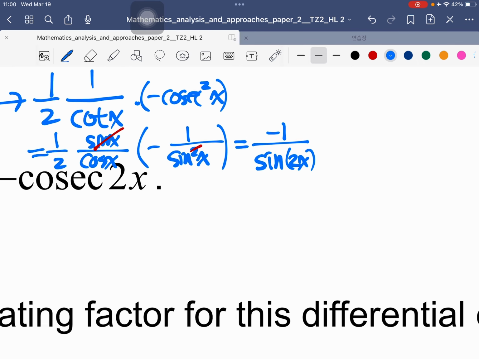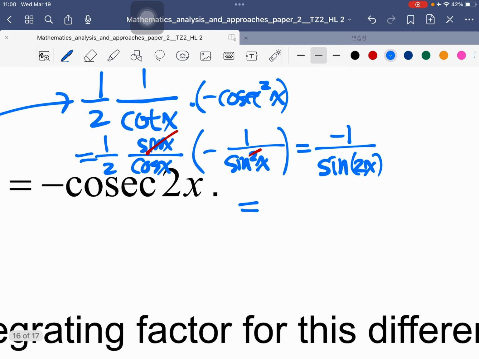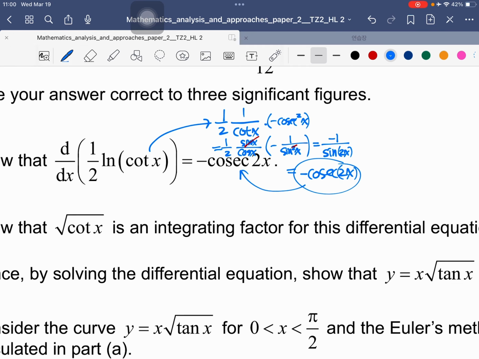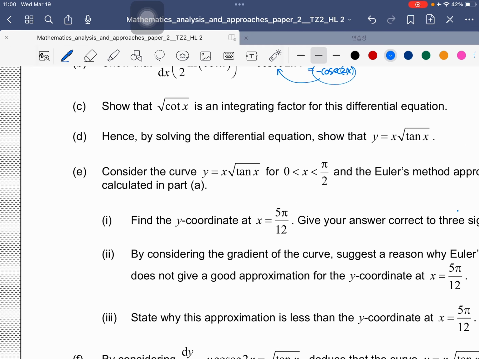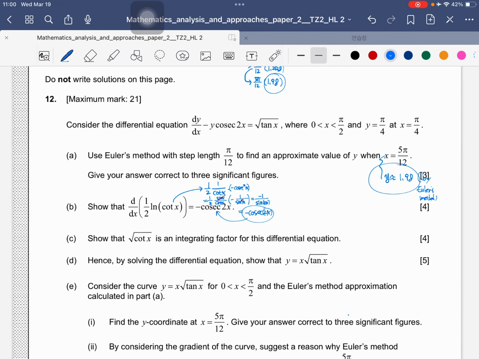Which is equal to 1 over sine 2x, which is the cosecant of 2x, so negative cosecant of 2x. So this one and that one are the same. Okay. Show that the square root of cotangent x is an integrating factor for this differential equation. So this differential equation is here.